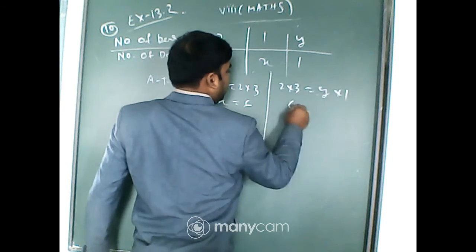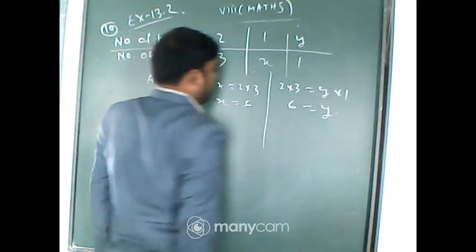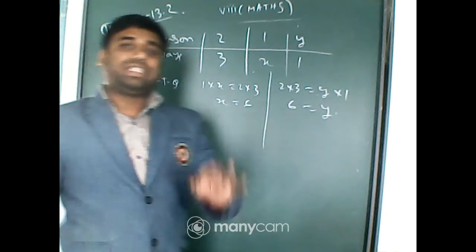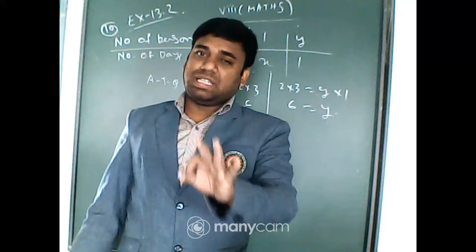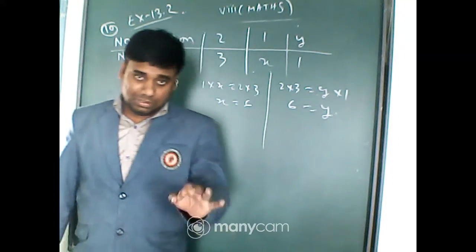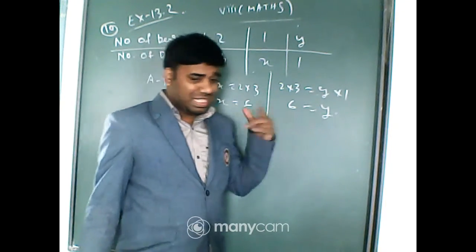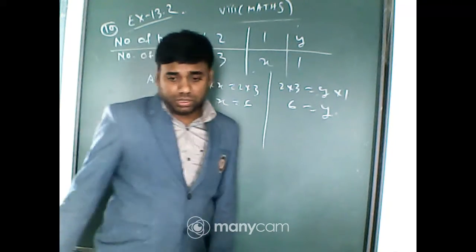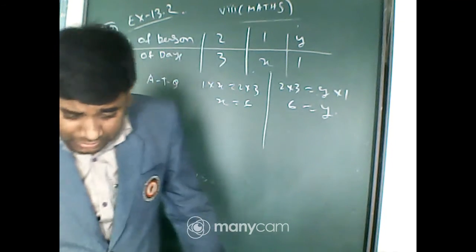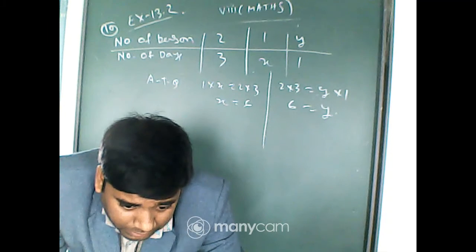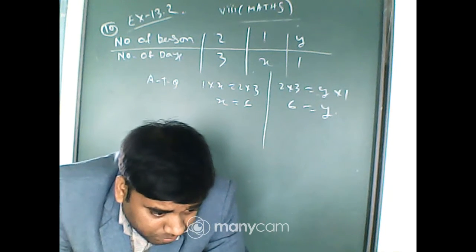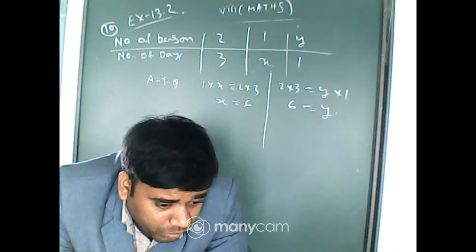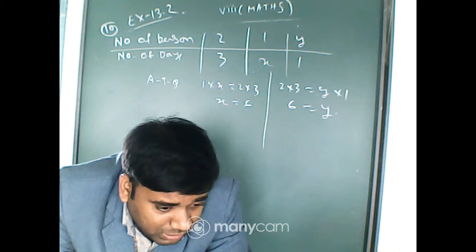1 into 6, it is also 6. So if you want to set it in one day, 6 persons are needed. Same formula: x1 y1 equal to x2 y2 equal to x3 y3. Got it, everyone? It is clear. Chandranath, it is clear. Okay, moving on to the last question in this exercise.